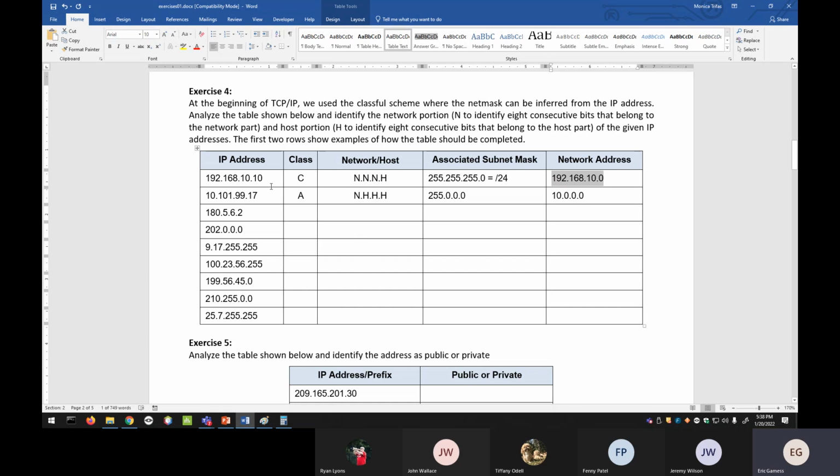The host portion, this is the host portion. You have to put it in 0. So if you put it in 0, of course, we will have 0.